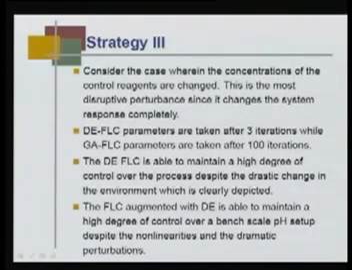Strategy 3: consider the case wherein the concentration of the control reagents is changed. This is the most disruptive perturbation, since it changes the system response completely. The DE-FLC parameters are taken after 3 iterations, while GA-FLC parameters are taken after 100 iterations. DE-FLC is able to maintain a high degree of control over the process despite the drastic change in the environment, which is clearly depicted. FLC augmented with DE is able to maintain a high degree of control over a bench scale pH setup despite the nonlinearity and dramatic perturbations.